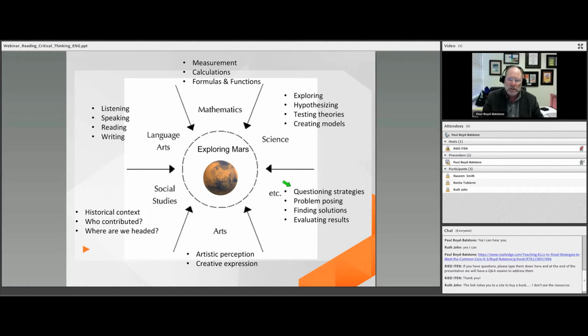what holds this and creates our thinking is questioning strategies, of asking, what is this? How could it be different? Problem posing. How long do you think it would take to actually fly to Mars at a certain speed? Finding solutions and calculating those things. And then evaluating your results at the end and saying, am I doing this correctly? Is there a better way to do this? Is my information accurate? Would I have a different conclusion with other information?